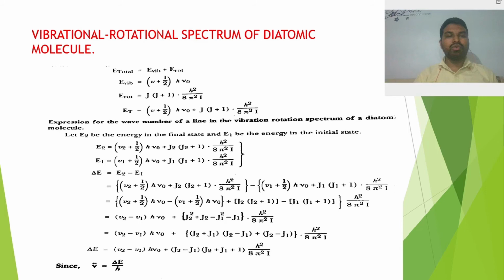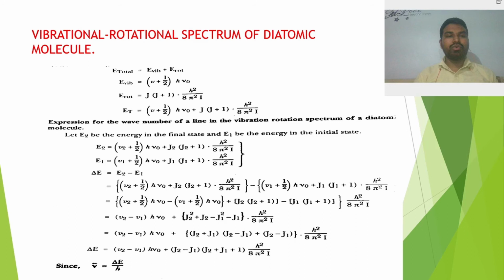What is the vibrational energy? That is (ν + 1/2)hν0, and the rotational energy is J(J + 1)h²/8π²I. Hence the total energy will be (ν + 1/2)hν0 + J(J + 1)h²/8π²I.